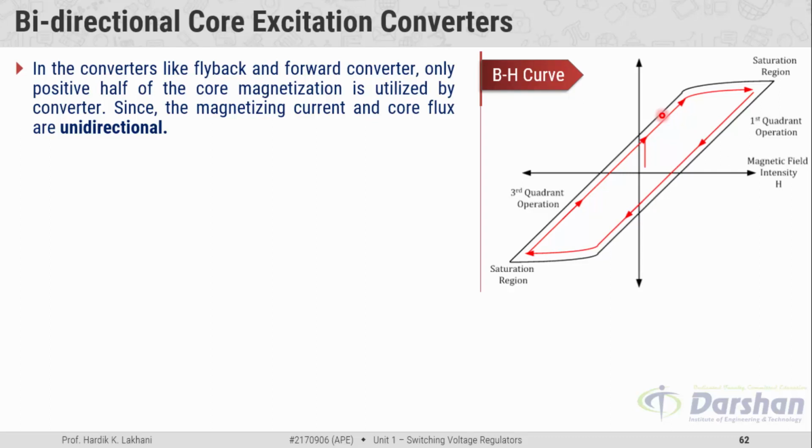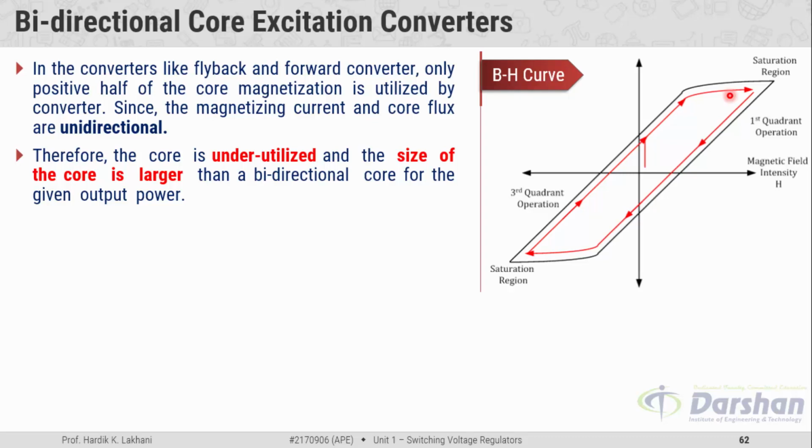That means in the flyback and forward converter, the transformer is magnetized with the positive polarity and demagnetized from the positive polarity. So that covers only the first quadrant region of the BH curve. Therefore, the core is underutilized and the size of the core is larger than a bidirectional core for the given output power.